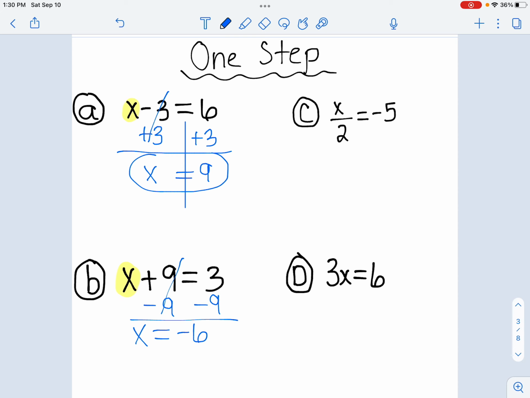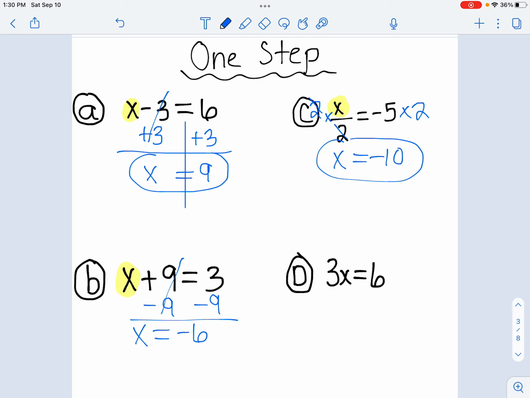For C, x is in your numerator being divided by 2. So the inverse of division is to multiply. So I'm going to multiply 2 on the left, multiply 2 on the right. All that happens on the left is my denominator cancels. I'm left with x is equal to -5 times 2 is -10.